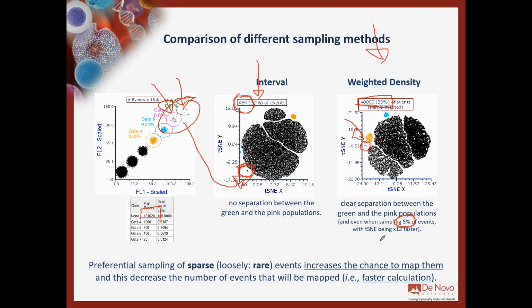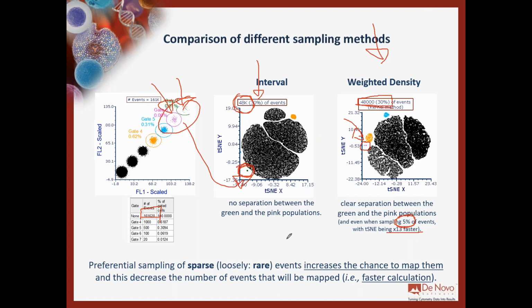So at the end, this is tSNE. tSNE is between 2 and 10 times faster in FCS Express than in other software. But if you also add a step like this, in which you can downsample but enrich the rare population, it can be like, I don't know, 50 times faster, because you have like 13 times faster only thanks to the downsampling.